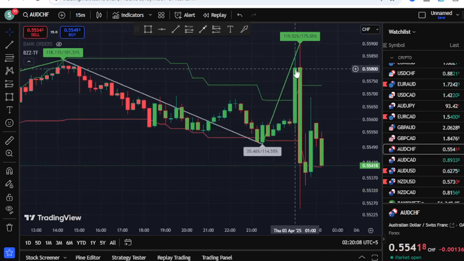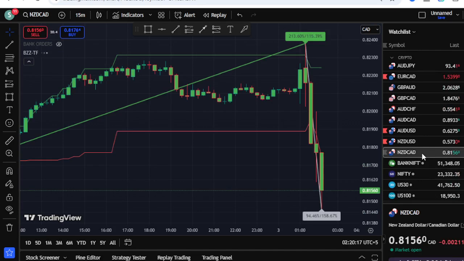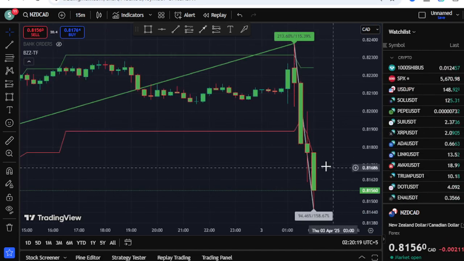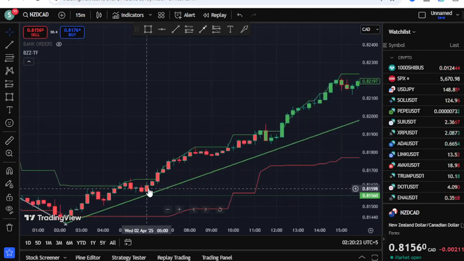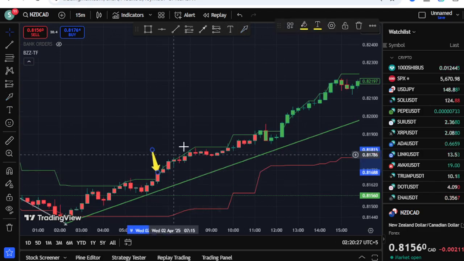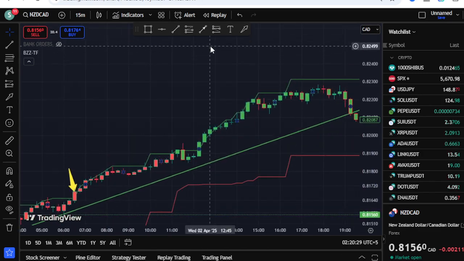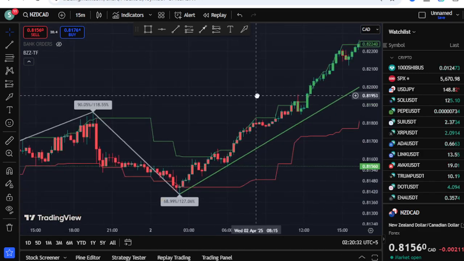Yes, sometimes there will be stop losses. For example, look at this candle that closed above, but the next candle pumped down, and there was a lot of volatility in the markets as well. Mostly, if you follow it with my method, then you will be completely fine. Just look at NZD CAD. Here this candle closed above, and now you can see the market starts to trend in the upward direction. So guys, this is about this indicator.